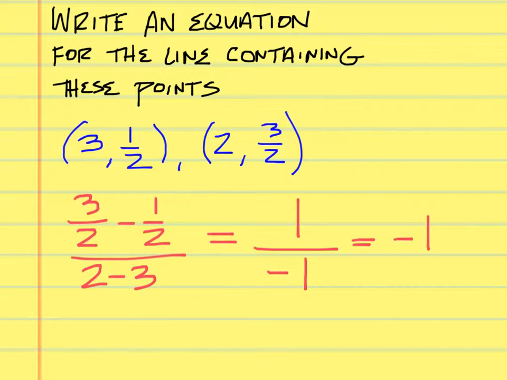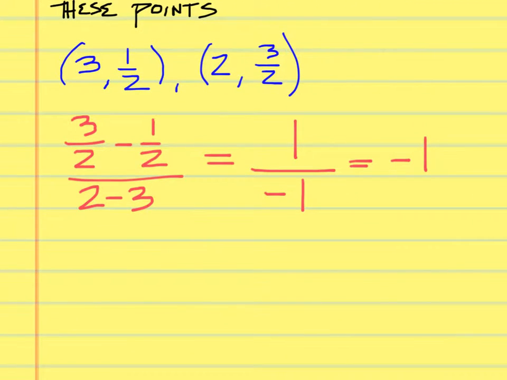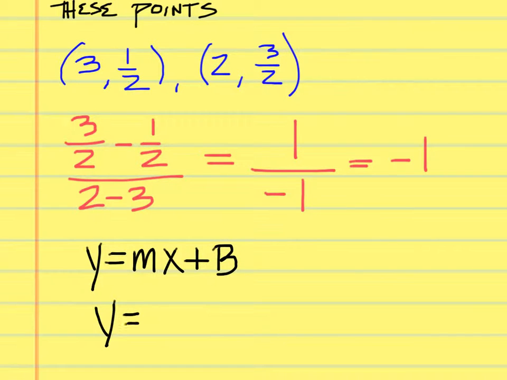So that's your slope. That means you know that y equals mx plus b now has a slope of -1. We don't normally write -1 as a slope. We just put a negative sign, but today I'll write a -1. Once you find the slope, put it in for m, and now you have a choice. Which one of those points are you going to use to go back and solve for the y-intercept? You can use 3 and 1/2 or 2 and 3/2. I'm going to use the 3 and the 1/2.